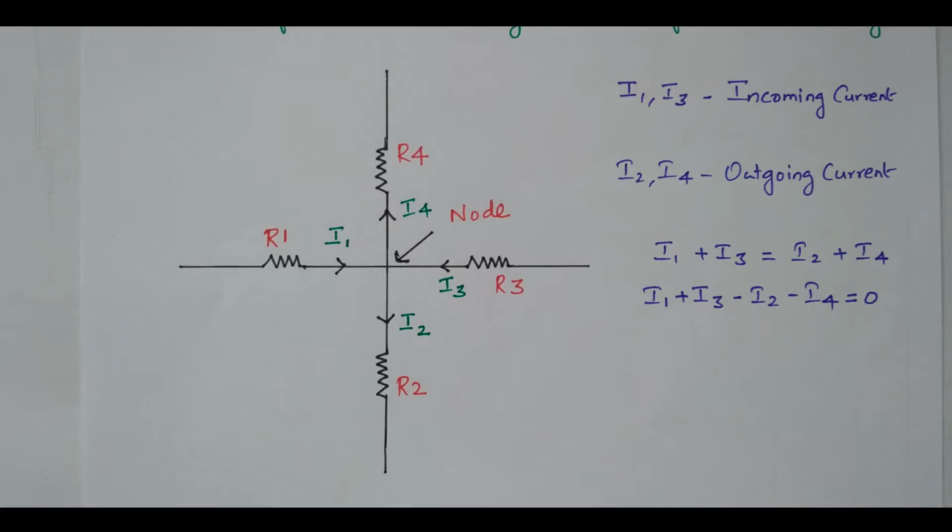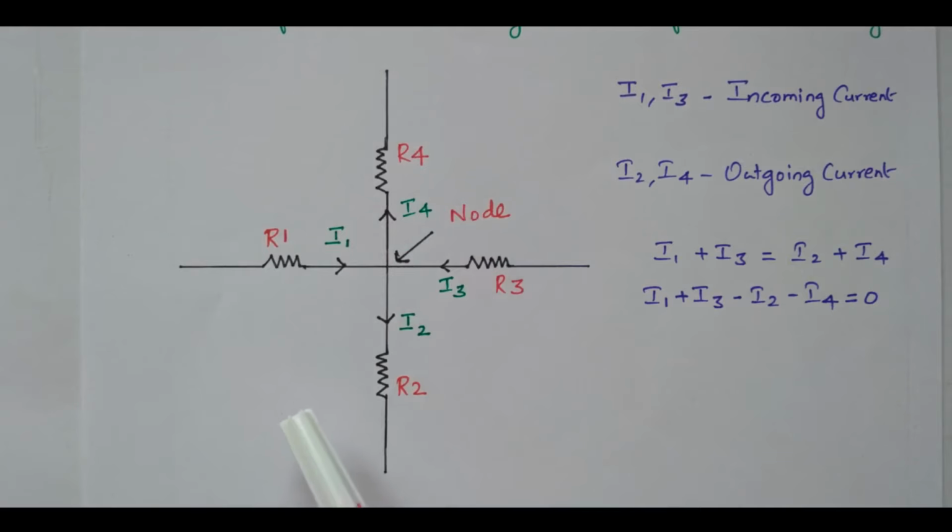Now consider this diagram. There are 4 branches available. In branch 1, the resistor R1 is available. In branch 2, the resistor R2. In branch 3, resistor R3. In branch 4, the resistor R4. All these branches are connected at this point. This point is called a node or junction point. It's called a node. We have R1, R2, R3 and R4.